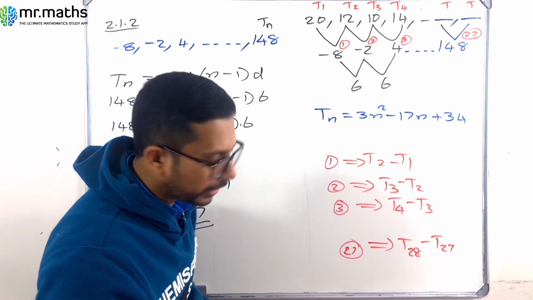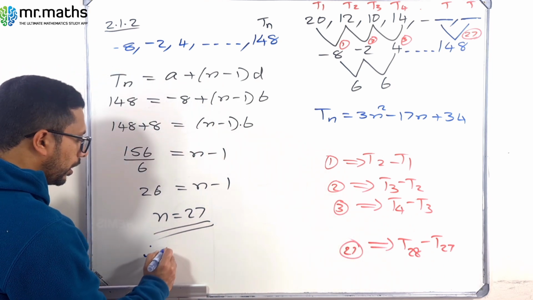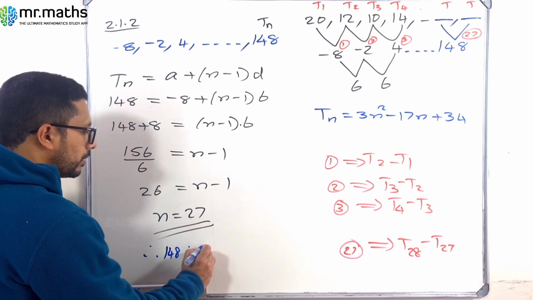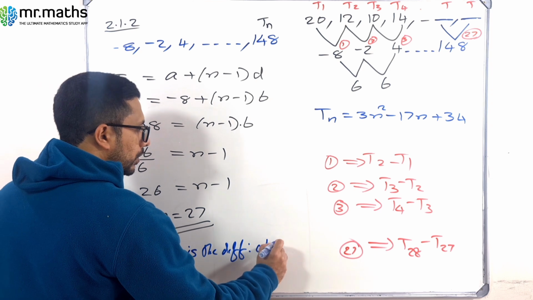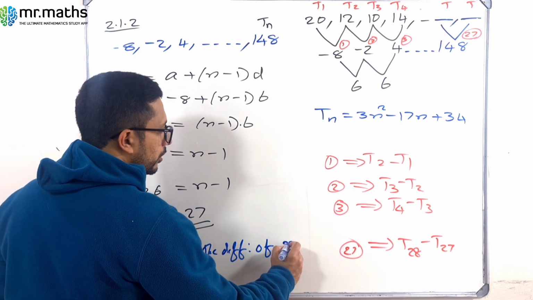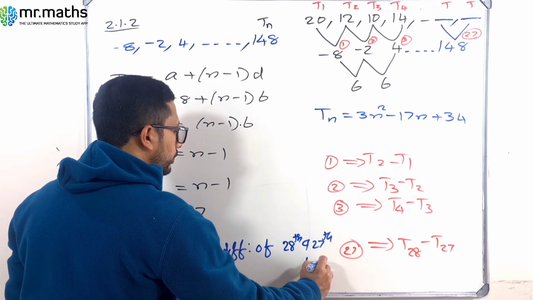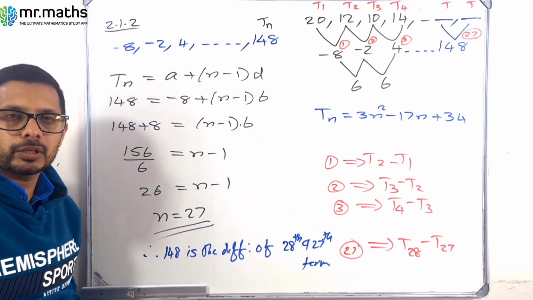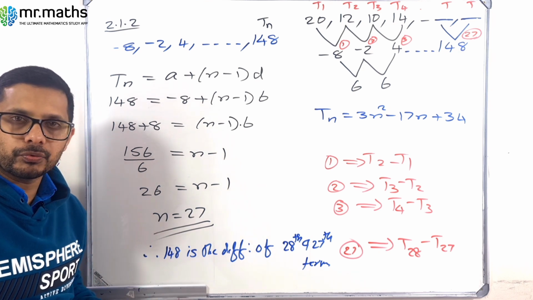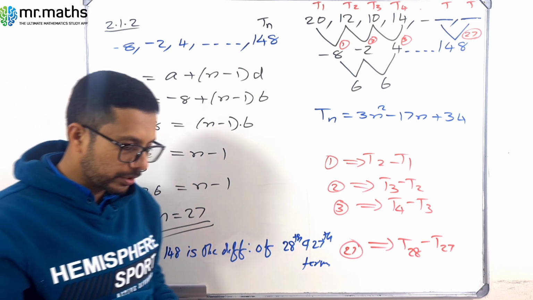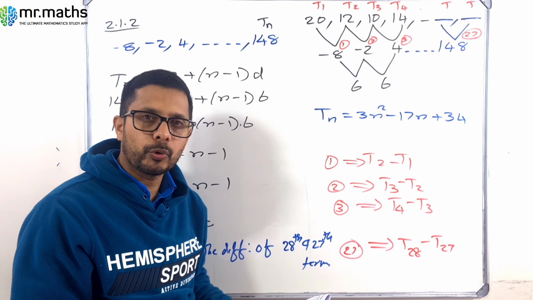You understand? So you have to write, therefore, 148 is the difference of the 28th and 27th term. Which two consecutive terms? That means the 28th term and 27th term. When you subtract that one, you will get 148. You understand? Okay, so that is question number 2.1.2. Now let's move to the next question, 2.1.3.